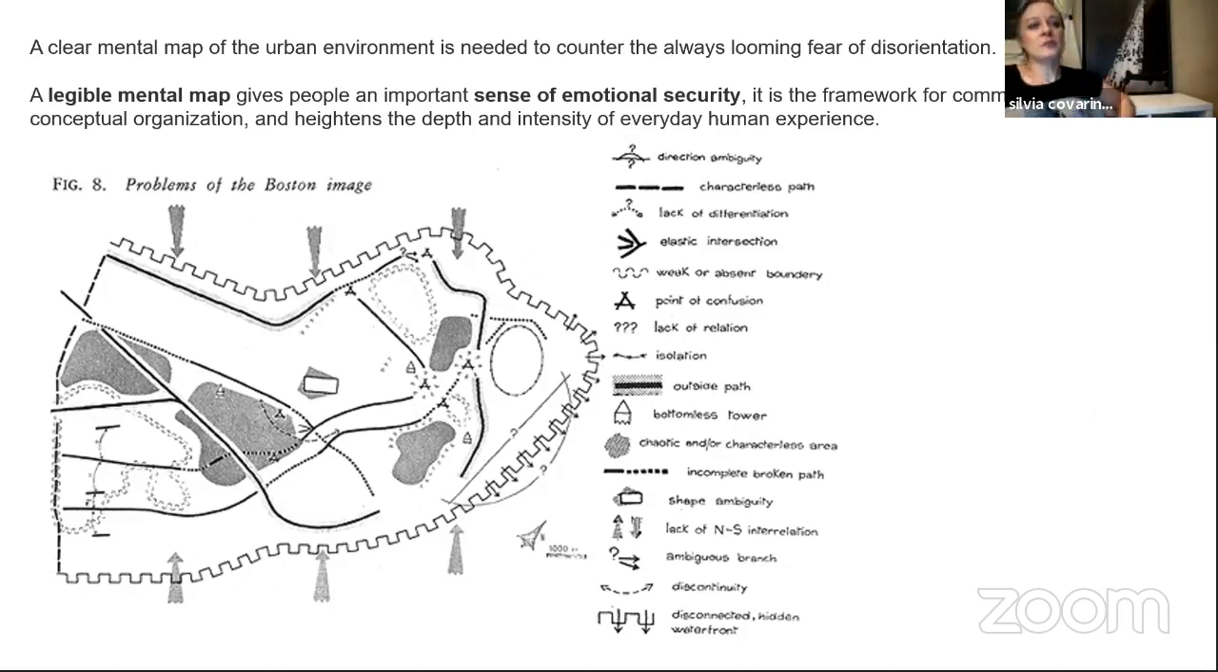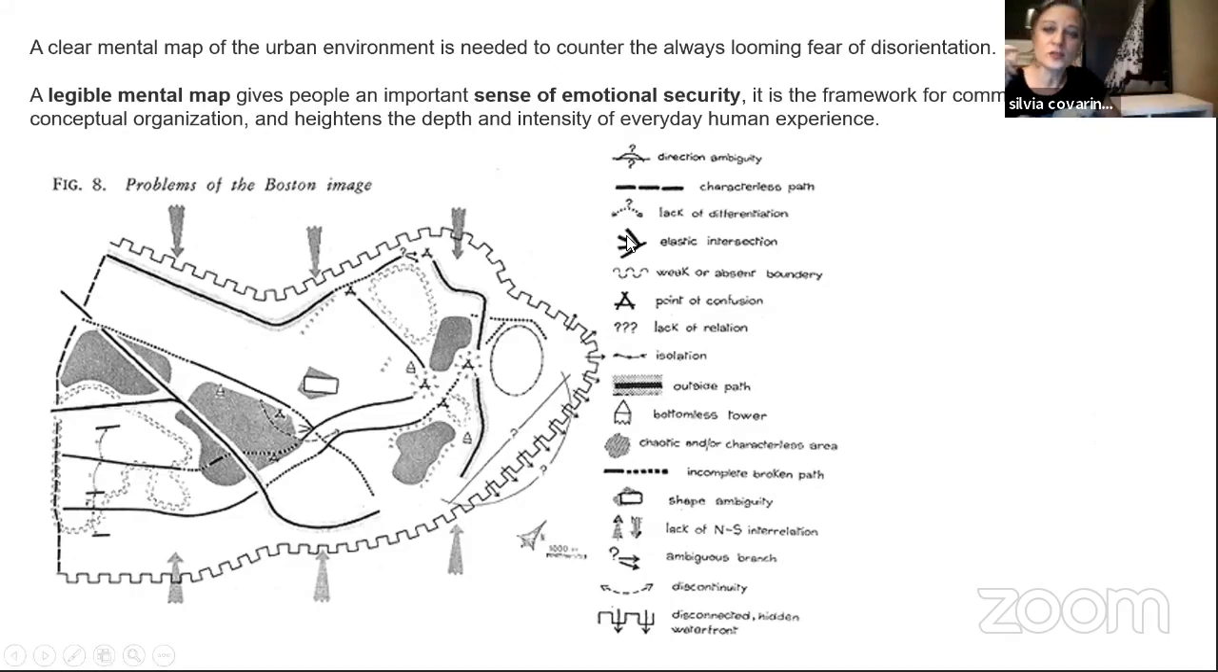Okay, a legible mental map gives people an important sense of emotional security in the framework of communication and conceptual organization, and enriches the intensity of everyday human experience. This is an example from the book Image of the City from the theory of Lynch, and how to graphically represent. And there is this note, this legend, it's really useful to think and to work on a similar approach, okay? Point of confusion, lack of relation, isolation.